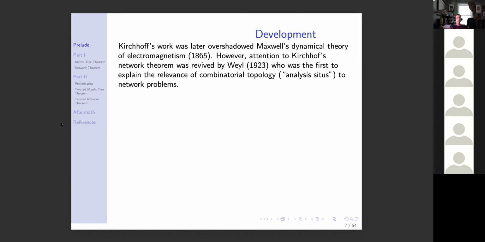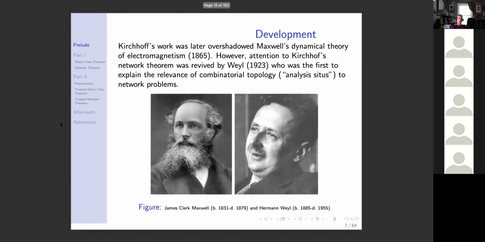However, attention to his network theorem was revived by Hermann Weyl in 1923, who was the first to explain the relevance of the subject of combinatorial topology, which at that time was called analysis situs. And it was Weyl who basically brought the relevance of topology to studying these network problems, these problems of electrical circuits. So here's a picture of James Clerk Maxwell and Hermann Weyl.